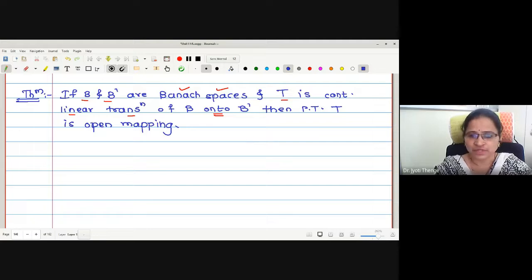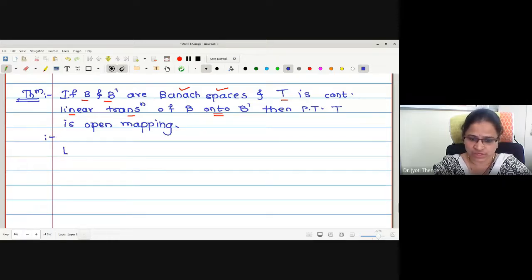As per the definition, the mapping is open if it maps open sets to open sets. We will consider some open set in the domain and we will show that its T image is open.